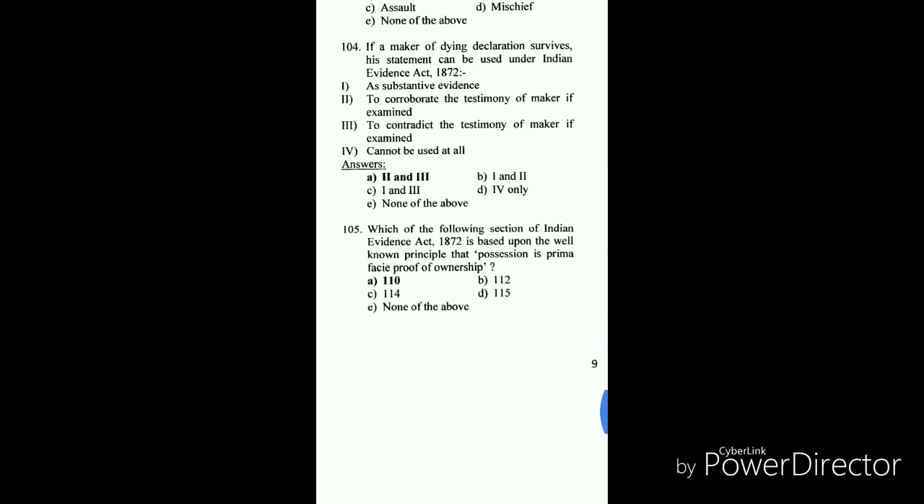Then section 104, if a maker of a dying declaration survives, his statement can be used under the Indian Evidence Act. It is to corroborate the testimony of the maker, to examine it, never to be used as a dying declaration. To contradict the testimony of the maker if examined. Both are correct. It is the dying declaration given under section 32(1) of the Indian Evidence Act. Which of the following sections of the Indian Evidence Act 1872 is based upon the well-known principle? It is section 110 of the Indian Evidence Act.